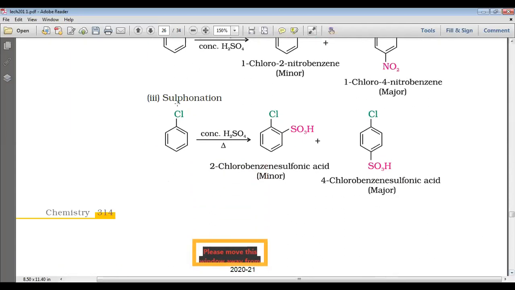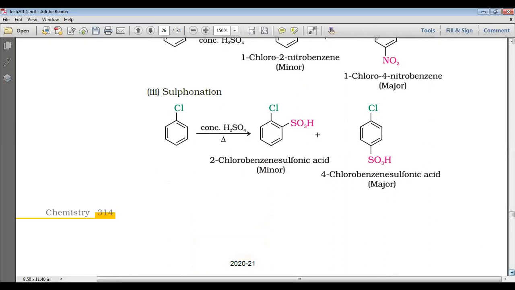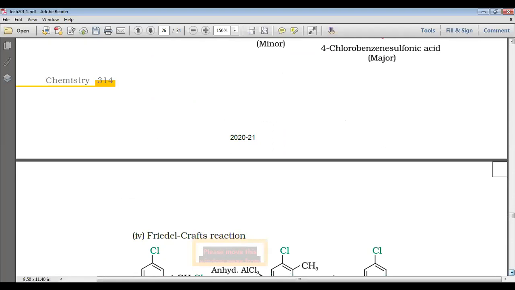In the same way, when we do sulfonation with concentrated H2SO4, we can also use oleum, H2S2O7. We can get the SO3H group bonded to the ortho position and the para position. So we can have 4-chlorobenzene sulfonic acid and 2-chlorobenzene sulfonic acid. Out of these two, the 4-chloro or para product is more stable due to steric hindrance.